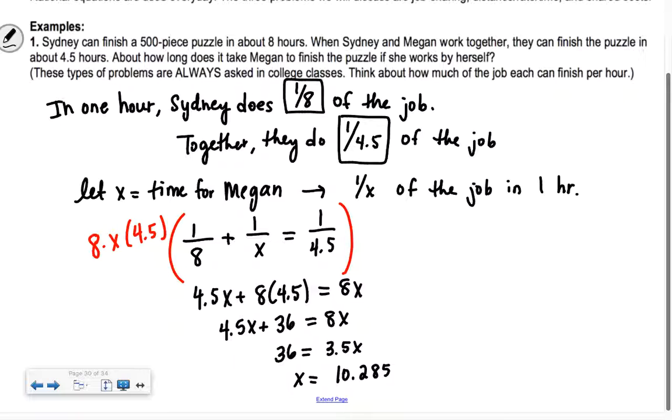Oh, because this is how long it takes Megan. Okay. I was like, wait, it should be less than 8 hours now. Okay, this isn't the together. This is Megan by herself. 10.286 if you round.